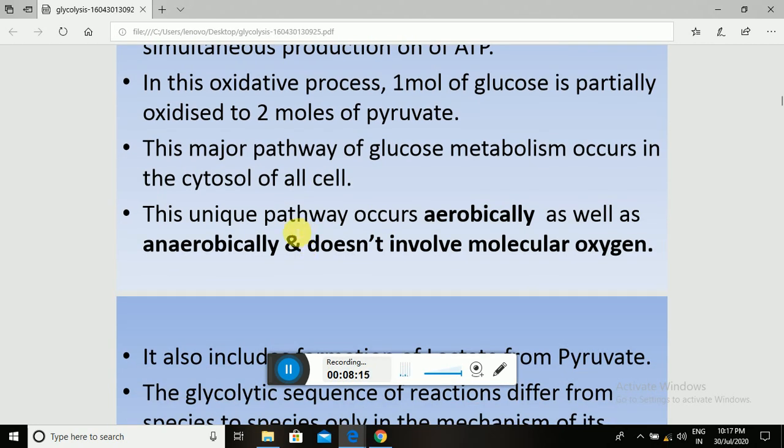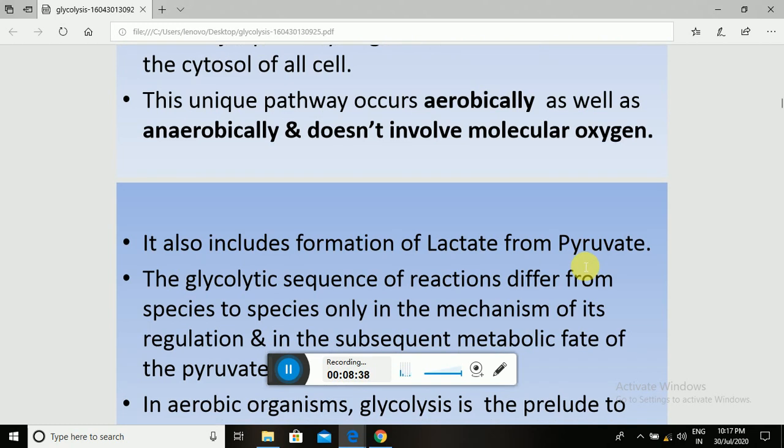This unique pathway occurs aerobically as well as anaerobically, that is, in the presence of oxygen and also in the absence of oxygen. In both conditions this pathway is carried out, and it doesn't involve molecular oxygen. It also includes the formation of lactate from pyruvate. Pyruvate, the end product of this reaction, can be converted into lactate in a fermentative manner.